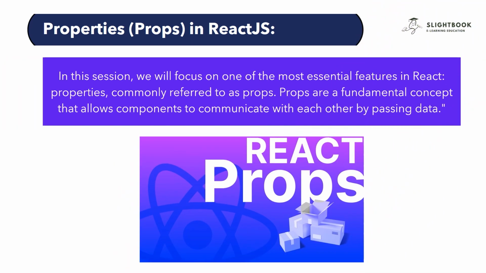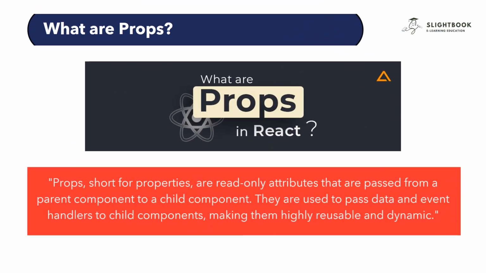In this session, we will focus on one of the most essential features in React, properties, commonly referred to as props. Props are a fundamental concept that allows components to communicate with each other by passing data. What are props? Props, short for properties, are read-only attributes that are passed from a parent component to a child component. They are used to pass data and event handlers to child components, making them highly reusable and dynamic.